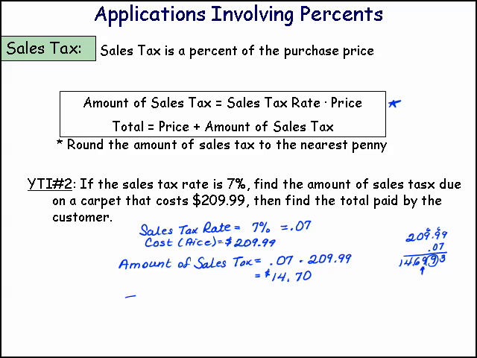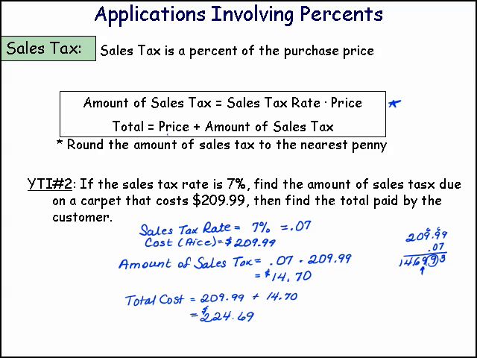So how do we find the total cost of the carpet? The total cost or the total price of the carpet is going to be, look up above here, price plus amount of sales tax. So the price of the item was $209.99, plus we're going to add to that $14.70. And that gives us a total of, if you add those up, $224.69.